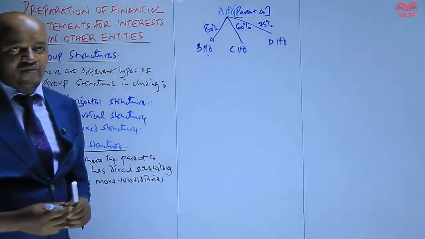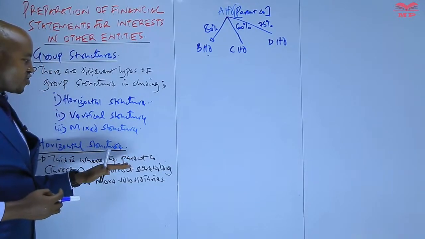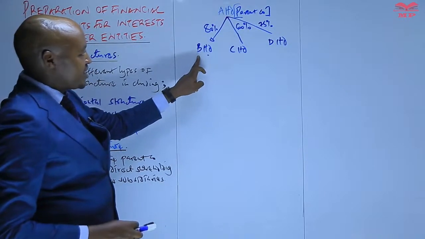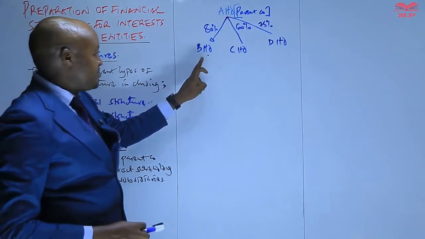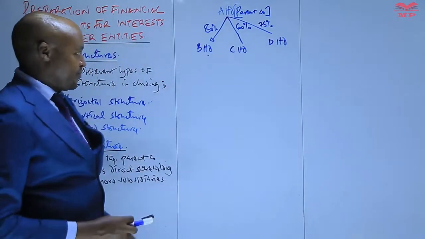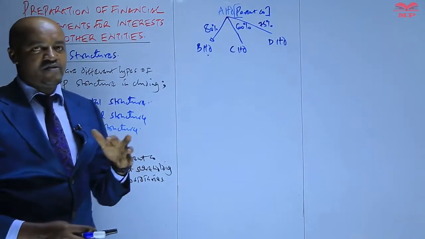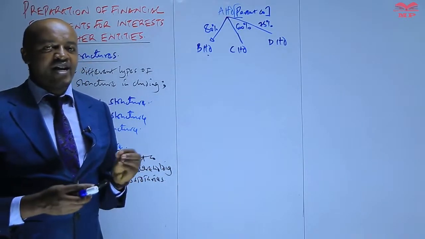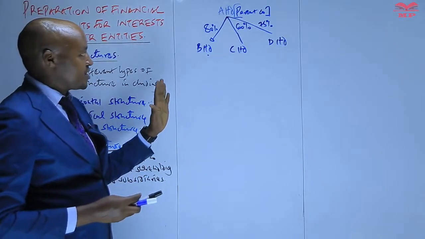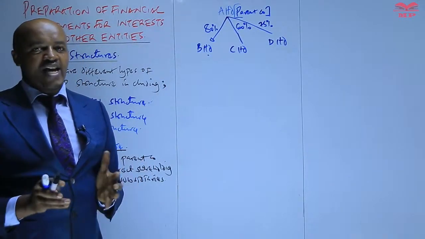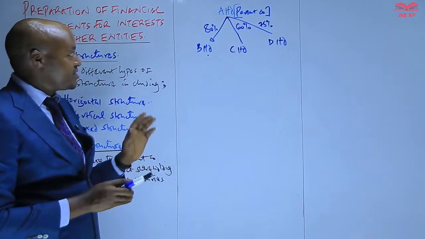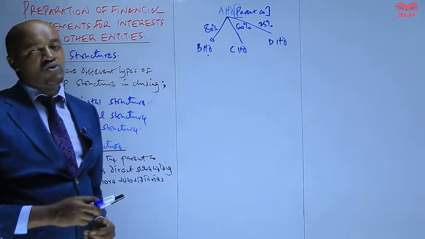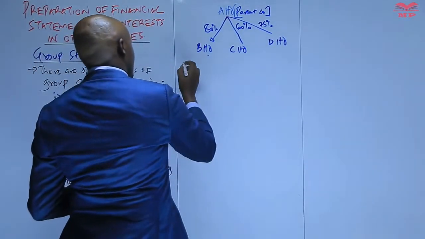Now, this particular type of group structure, we refer to it as the horizontal group structure, because you can see the parent company, which is A, is having direct shareholding in 3 subsidiaries, B Limited, C Limited, and also D Limited. Now, in this case, when preparing the consolidated financial statement, we prepare them in the normal way, just like a case whereby the parent company is having a single subsidiary. Basically, what that means is that when preparing the group account, we add similar items of assets and liabilities of all the companies here. That is the parent company, B Limited, C Limited, and also D Limited.